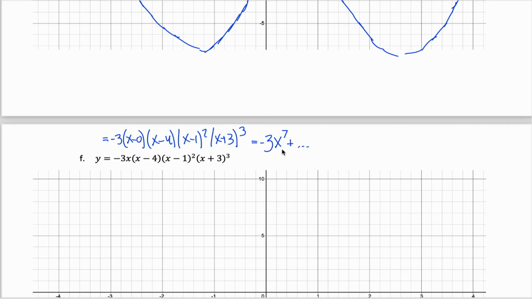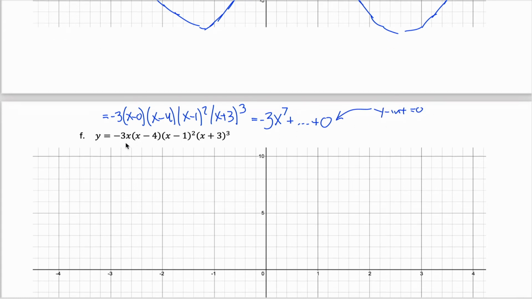Then I get a bunch of stuff. I'm not concerned with what it is. And then I figure out my constant term. My constant term is 3 cubed times negative 1 squared times negative 4 times 0 times negative 3. But wait, 0 times anything is 0, so it's just going to be a 0 like we saw in the previous example. This 0 right here tells me the y-intercept is at 0, which I could have figured out when I went to figure out the x-intercepts and looked at each of these different factors.